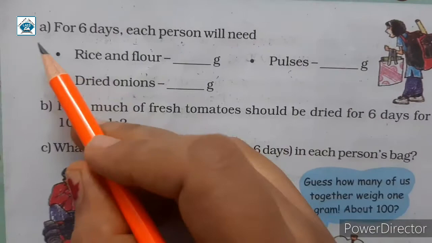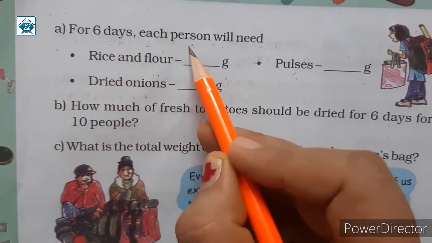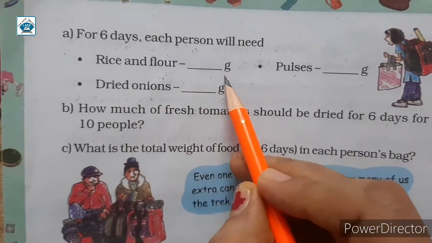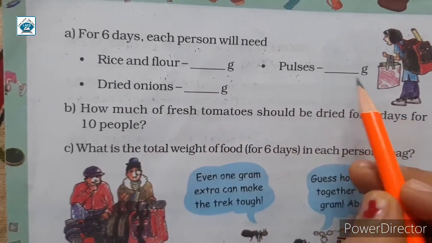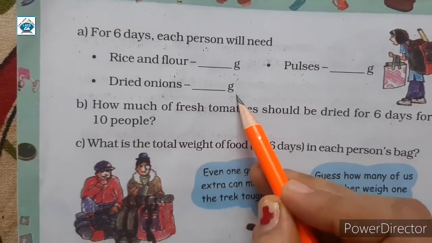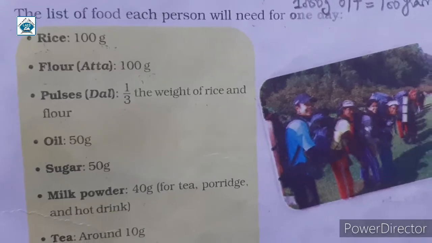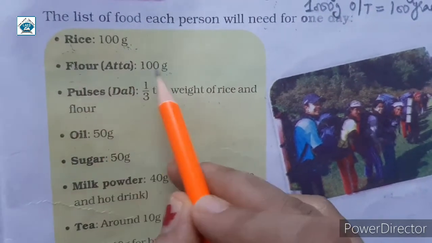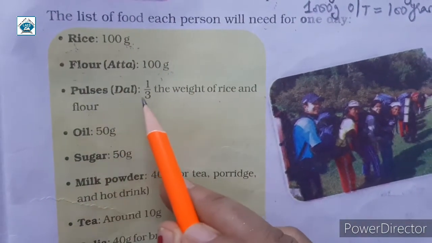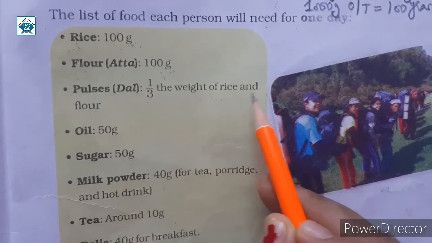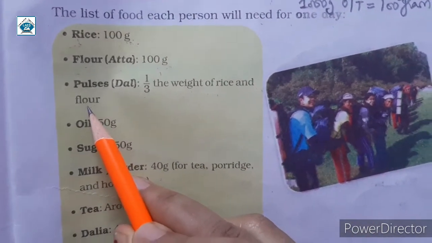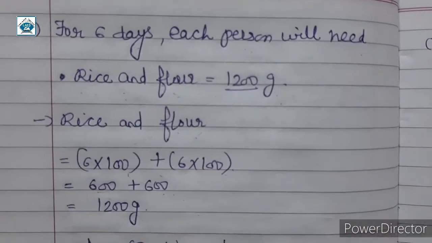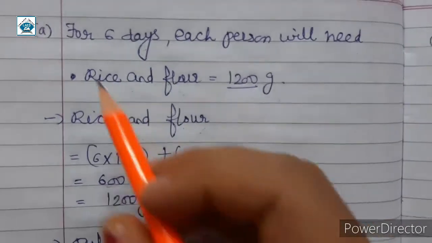Now A. For 6 days, each person will need rice and flour ___ gram, pulses ___ gram, dried onions ___ gram. Here rice 100 gram, flour 100 gram, pulses one third the weight of rice and flour, and dried onions 10 gram. So here is the solution.